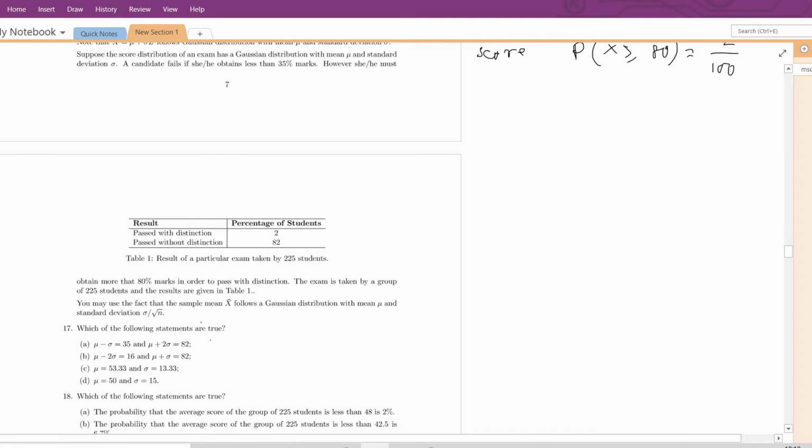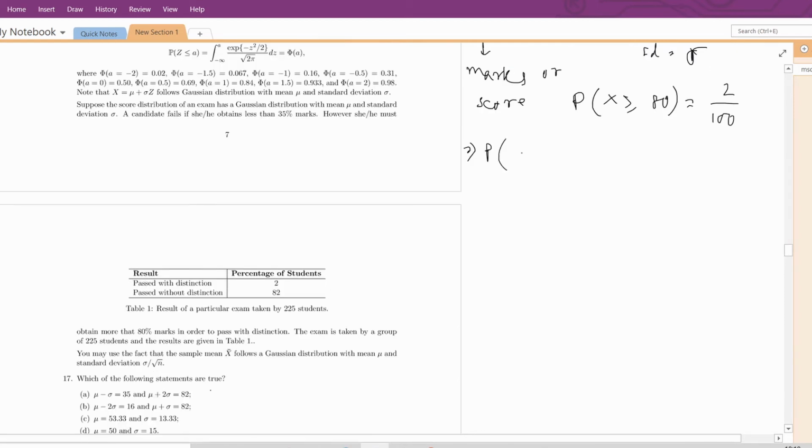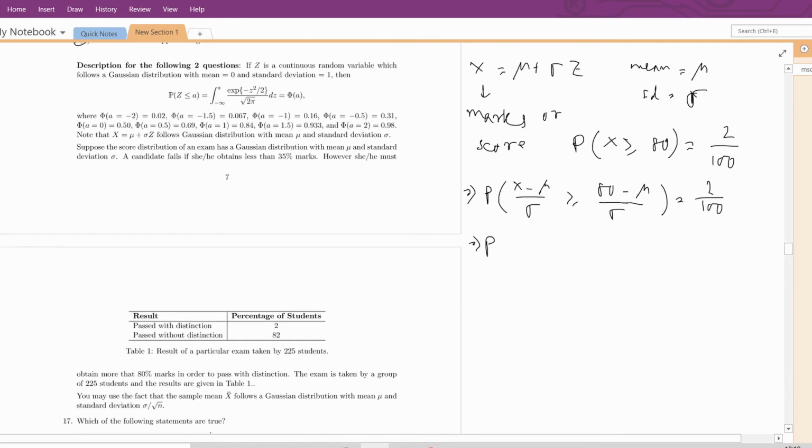in question 17. From here we can write that the probability of (X minus mu) divided by sigma being greater than or equal to (80 minus mu) divided by sigma is equal to 2 by 100. Now here we can see that X is equal to mu plus sigma Z, so (X minus mu) by sigma is Z. So here Z is greater than or equal to (80 minus mu) divided by sigma, with probability 2 by 100. To put this probability in the form of phi, which is the probability of Z less than or equal to some value, we can write 1 minus the probability of Z less than (80 minus mu) by sigma is equal to 2 by 100, which is 1 by 50.